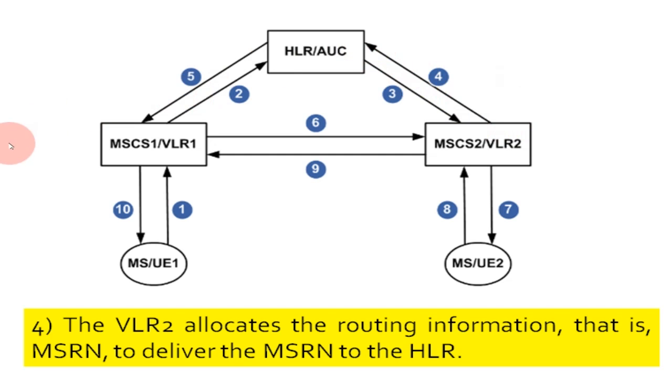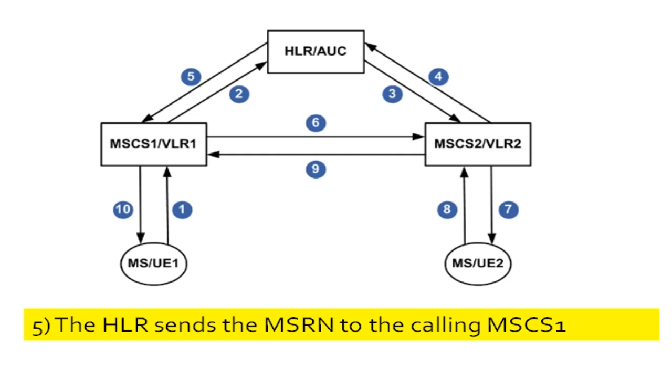In step 5, now, what do we have? The HLR sends the mobile station roaming number to the calling MSC1. So here, for example, this is our step 5. What do we have? The HLR is going to send the mobile station roaming number collected from VLR2 to MSC1.